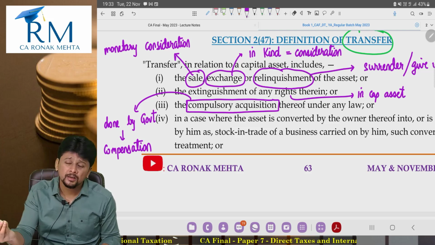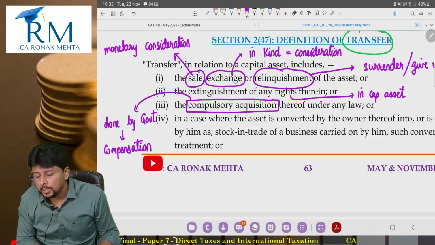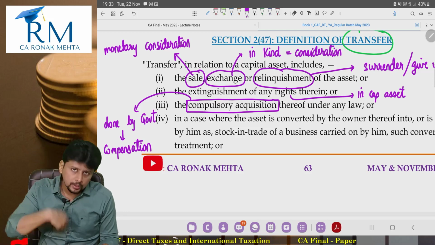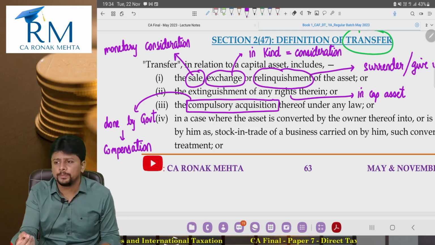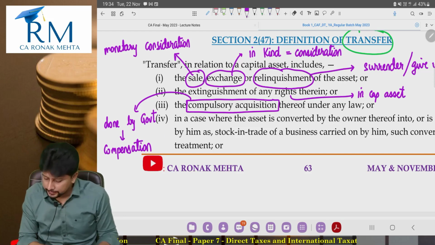So government wants to acquire it, and it is compulsory for you, but they will not just take away the asset from you, they will give you compensation. That compensation is the consideration that you are getting for giving up your asset.